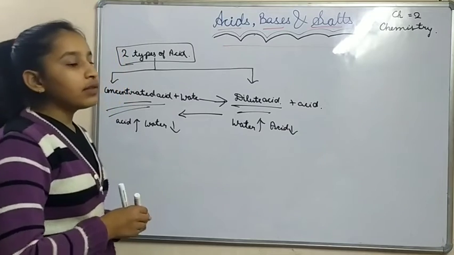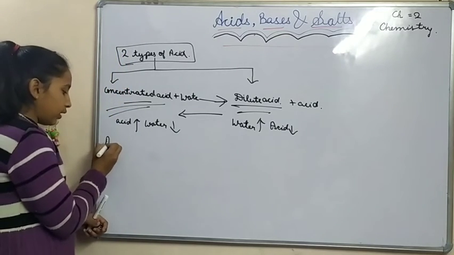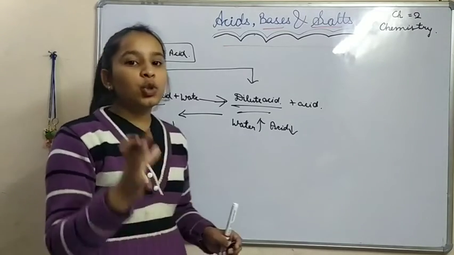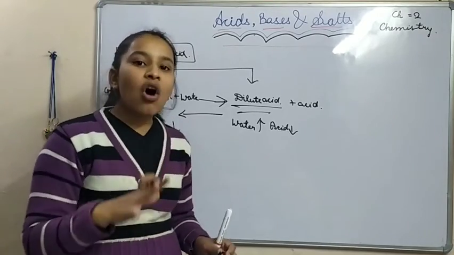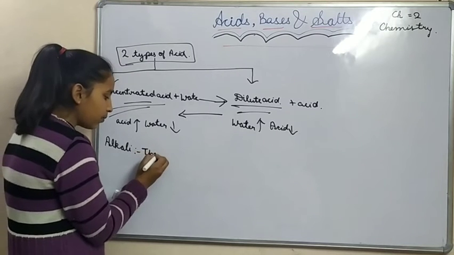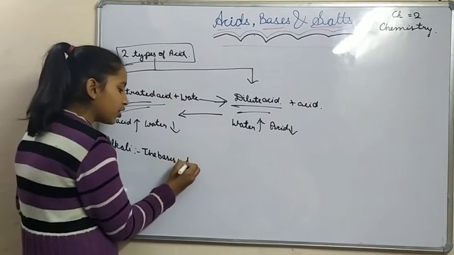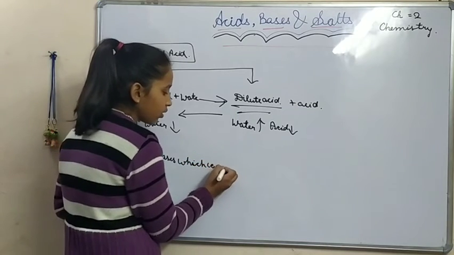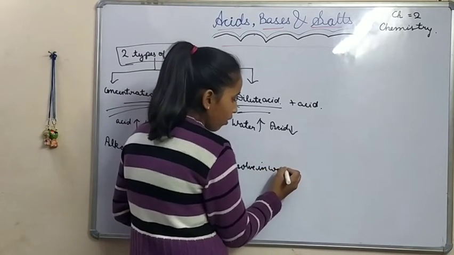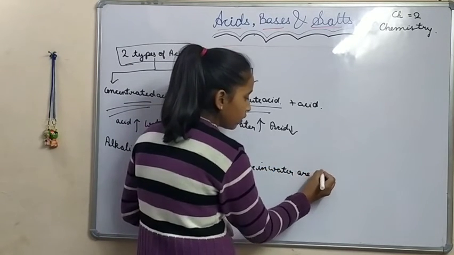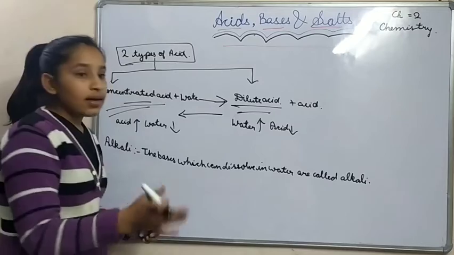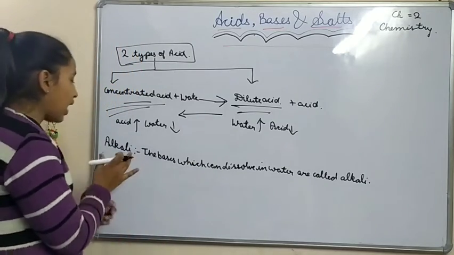Now, we have studied bases. What are alkalis? Alkalis are those bases which can dissolve in water. So, the alkali definition: the bases which can dissolve in water are called alkali. Those bases which can dissolve in water are called alkali.